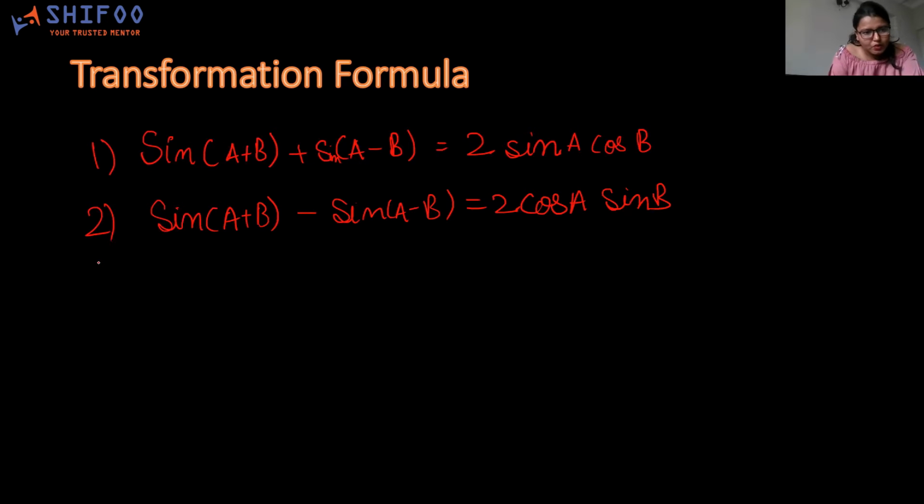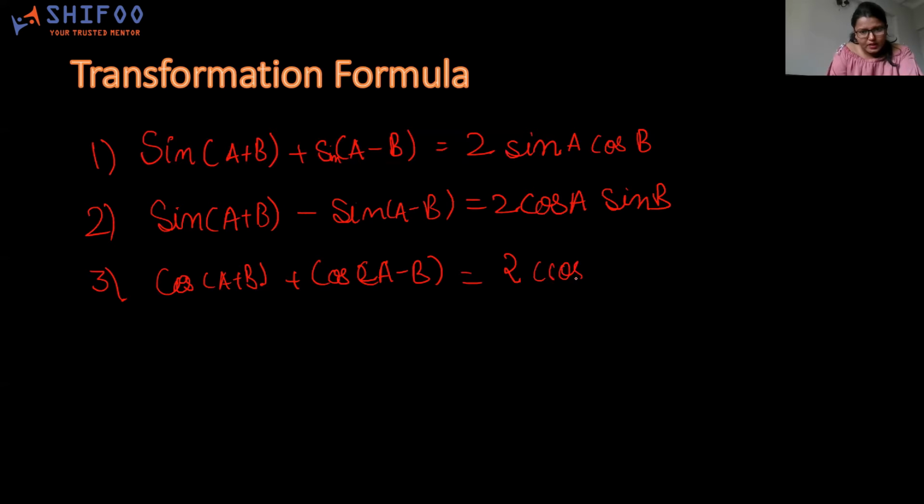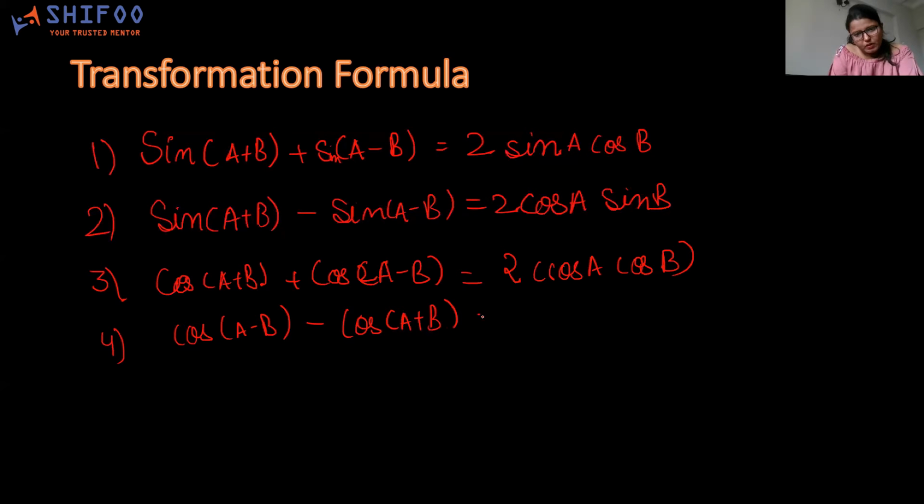Okay, then we have formulas for cos as well. There is cos of A plus B plus cos of A minus B, which will be 2 cos A cos B, and there is one more: cos of A minus B minus cos of A plus B will be 2 sine A sine B.